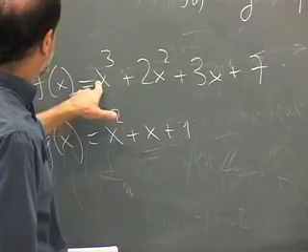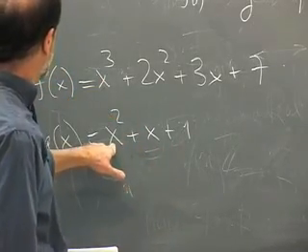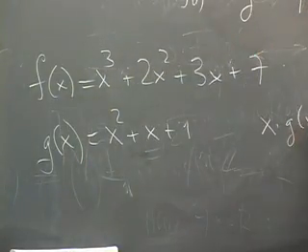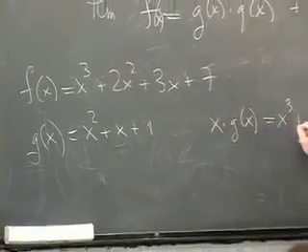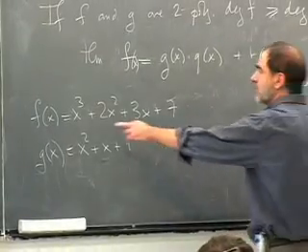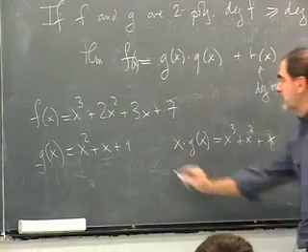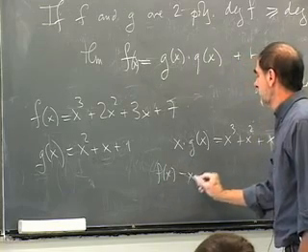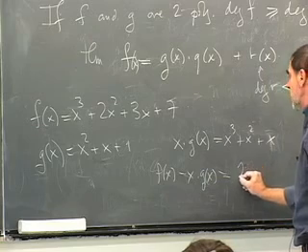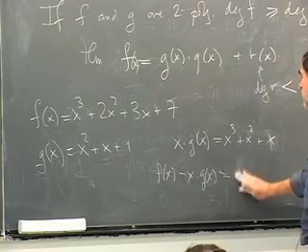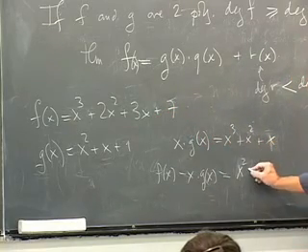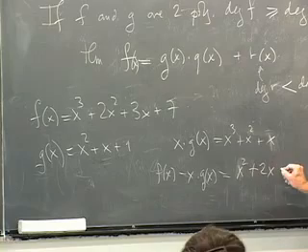All right, the first thing I have to do is get rid of the x cubed term, which I would do by multiplying this by x. So x times g of x is equal to x cubed plus x squared plus x. I take the difference between f of x and x times g of x. I'd be left with the polynomial 2x squared minus x squared, so that would just be x squared. Then I'd have 3x minus x, which would be plus 2x plus 7.